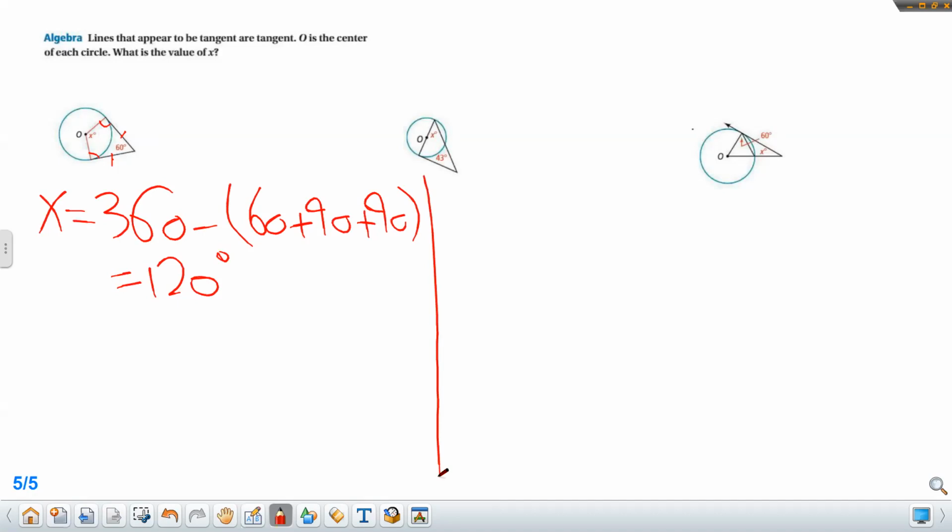This is number 1. Number 2, how to get x? Here, it's easy, inshallah, for you. Here you have angle 43 and you have a radius and tangent. So the angle between them is 90. So we have 2 angles, 90 and 43. How to get angle x? 180 minus (43 plus 90). So it will be 47. Number 3, and the last one.